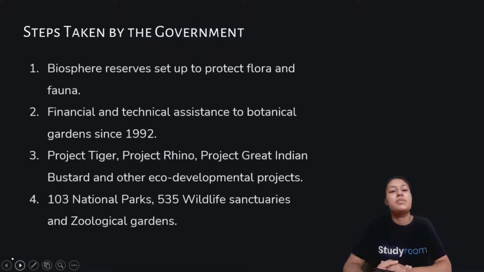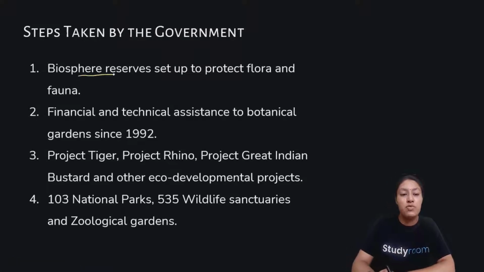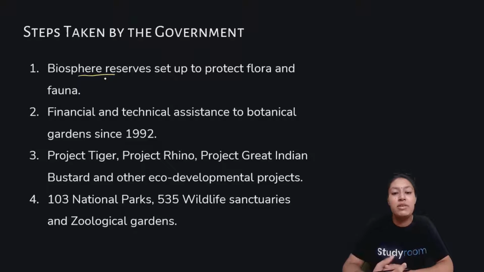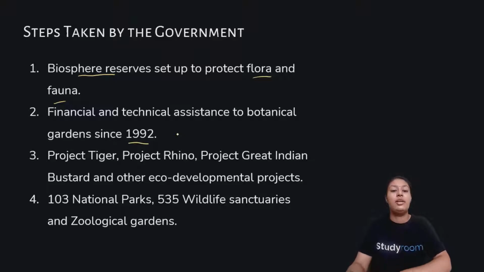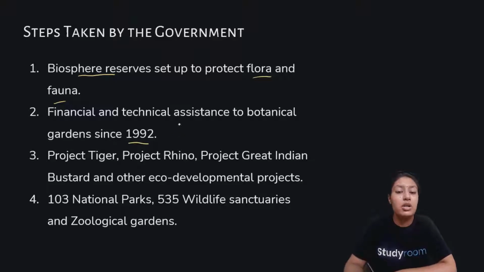Now, what are the steps being taken by the government to control these things? So first is the setup of biosphere reserves. Many biosphere reserves have been set up to protect flora and fauna. Financial and technical assistance has been given to botanical gardens since 1992, so that there will be no danger to any kind of species, and more scientific methods could be used for gardening.